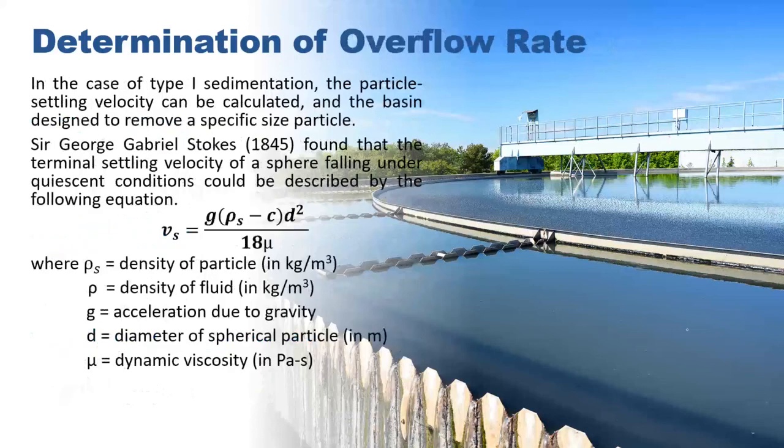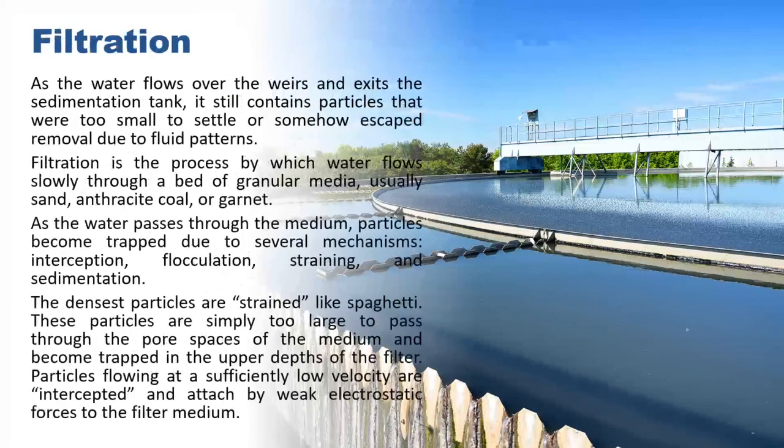So for the determination of overflow rate, in the case of type 1 sedimentation, the particle settling velocity can be calculated and the basin designed to remove a specific size particle. Sir George Gabriel Stokes in 1845 found that the terminal settling velocity of a sphere falling under quiescent conditions could be described by the following equation, shown below. So this is the formula for determination of overflow rate.